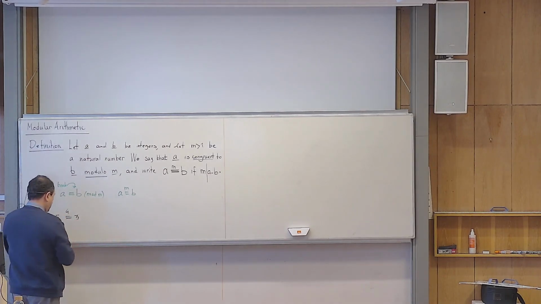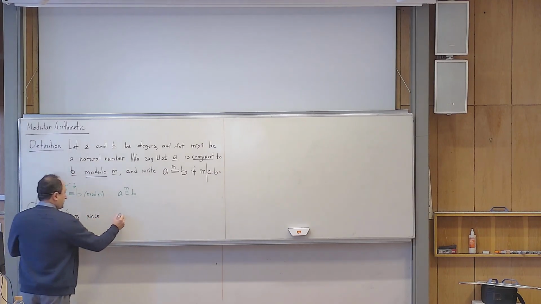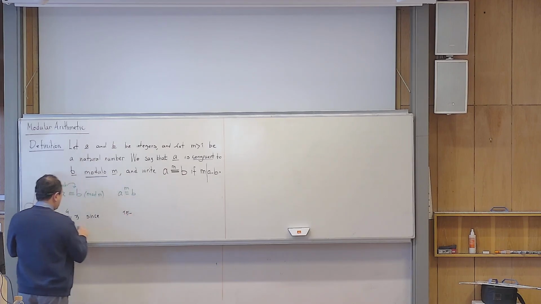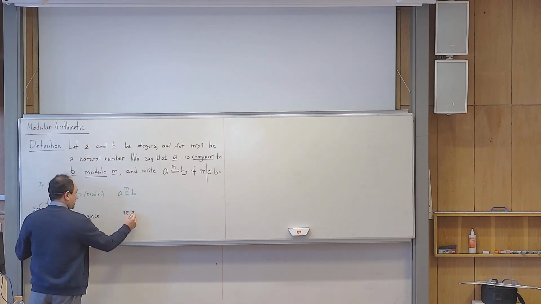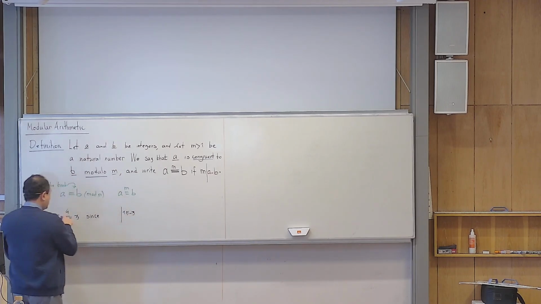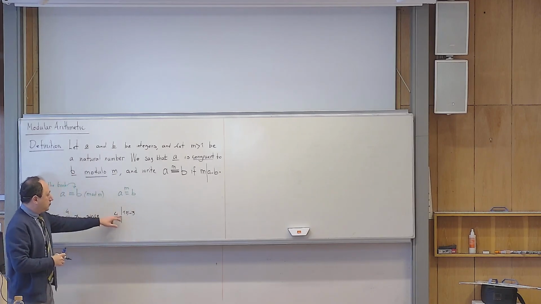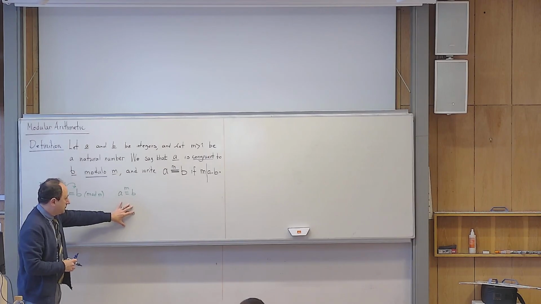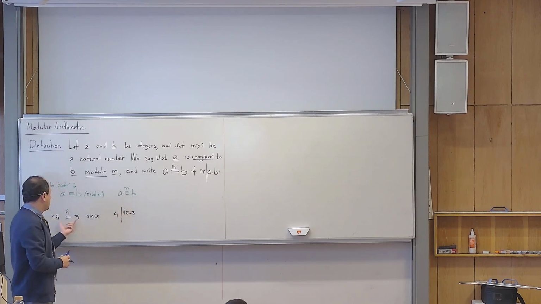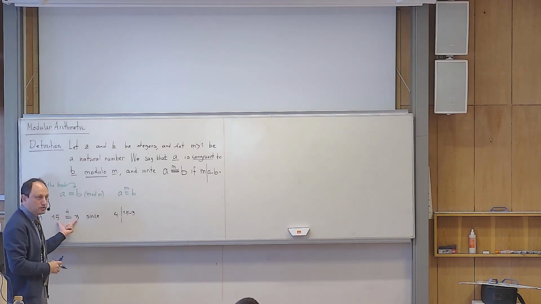Why? Since the number on the left minus the number on the right is divisible by the number on top. Is it true or false? 15 minus 3 is 12. 12 is divisible by 4, so it's a true statement. If this is a true statement, this is also true. Okay, so checking if this is true or false is extremely simple.